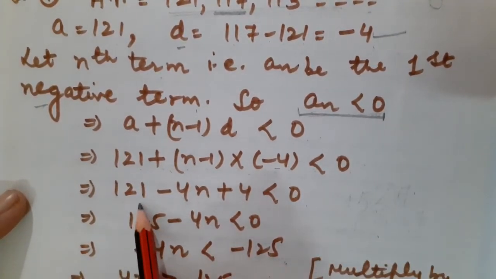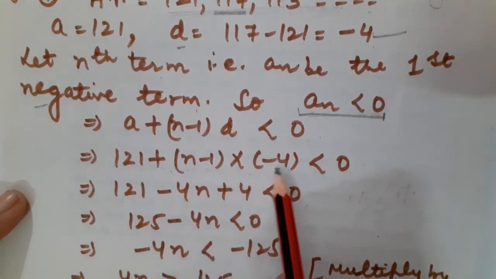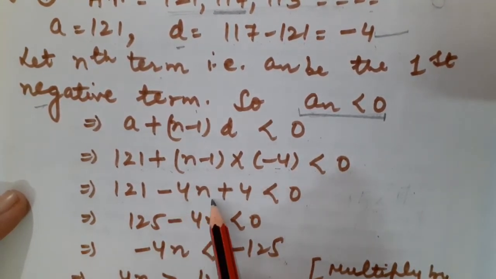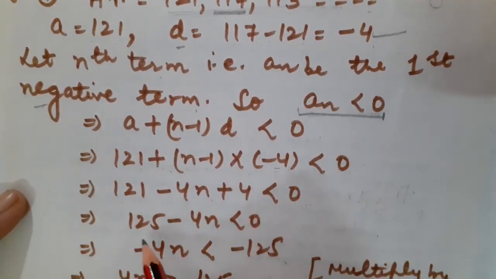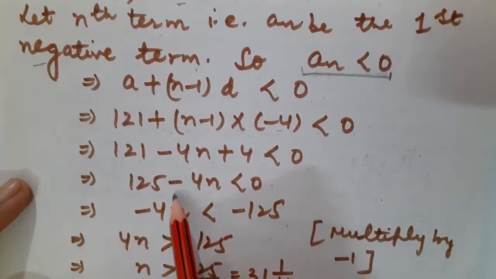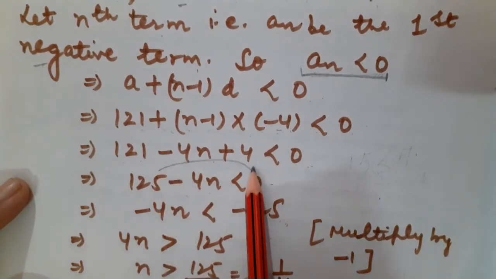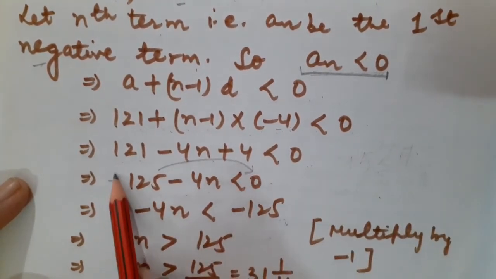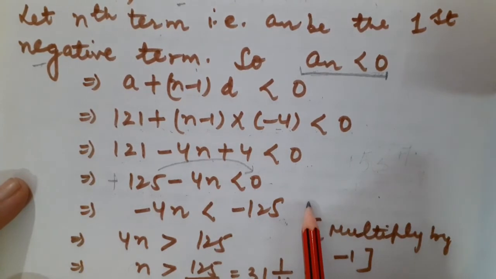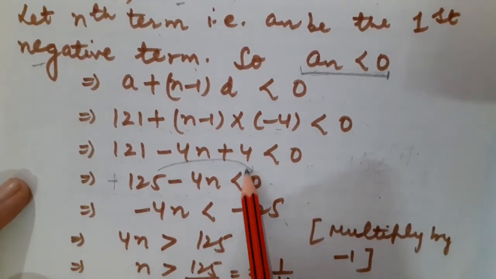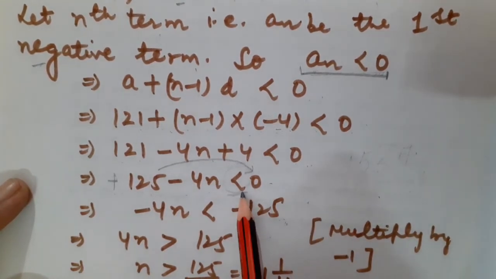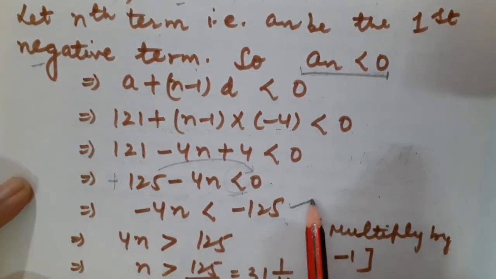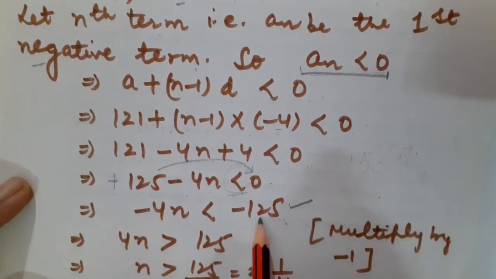Multiply them. 121, this n minus 1 is multiplied by minus 4. You will be getting minus 4n plus 4 is less than 0. 121 plus 4, that is 125, minus 4n is less than 0. So minus 4n is less than minus 125. Why? Because 125 is positive here, it will be going to the other side, the right hand side. But here we cannot say right hand side of equal to; this is the symbol for inequality. Fine. So the sign of 125 will be changed again.